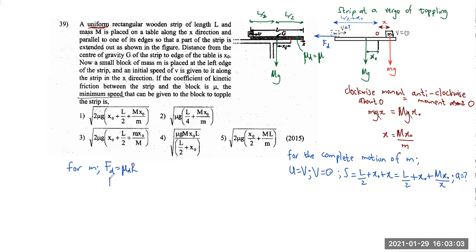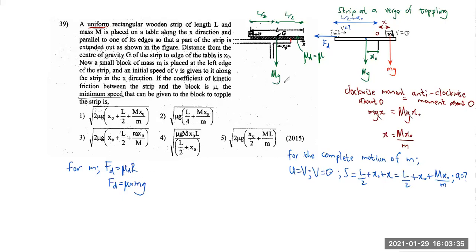Now Fd we had to find out. Mu d is mu, and R is what, people? R is mg. Okay. Yeah. Here it should be capital M x naught over simple m. Thank you. Sorry, I made a mistake there. Thank you for correcting it. This one should be simple m. Okay, fine.